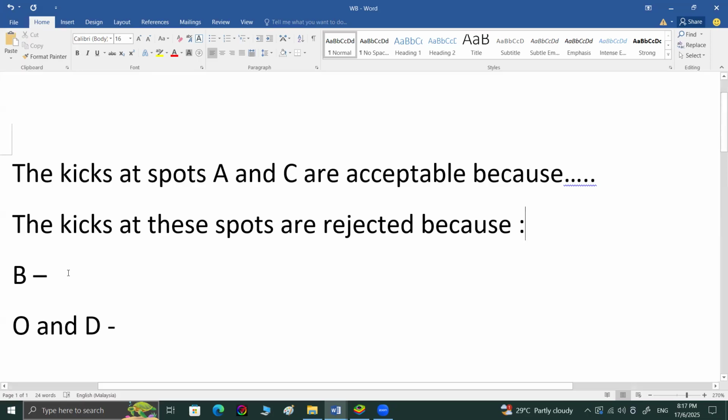So now to explain, class, I repeat, B, you tell that it is outside the circle. O and D, you tell that it is inside the circle. Or let's say we'll tell separately O. You can say O is at the center of the circle, also accepted. Okay.